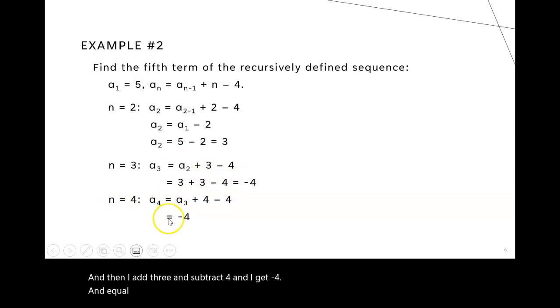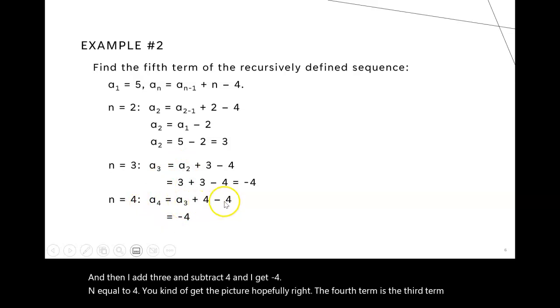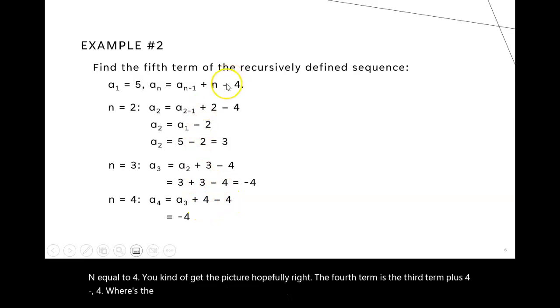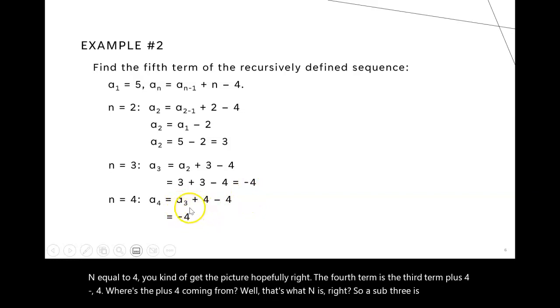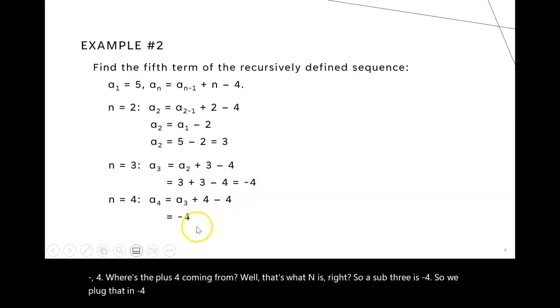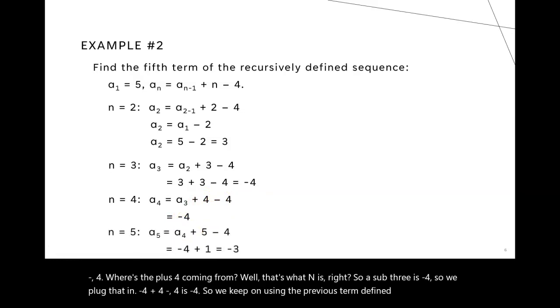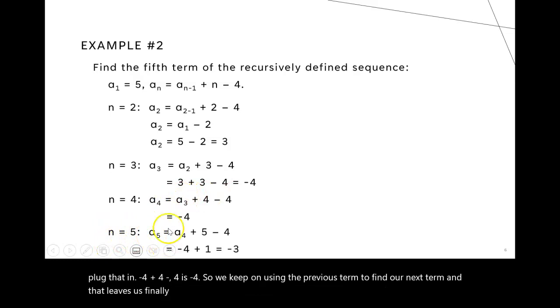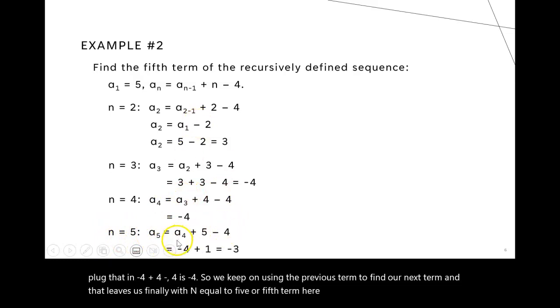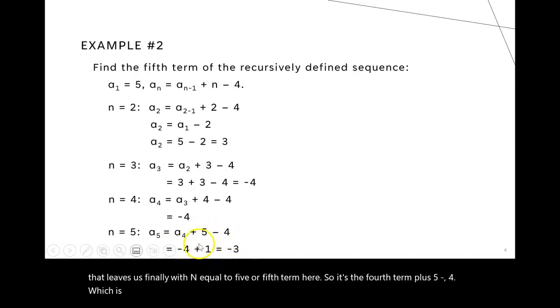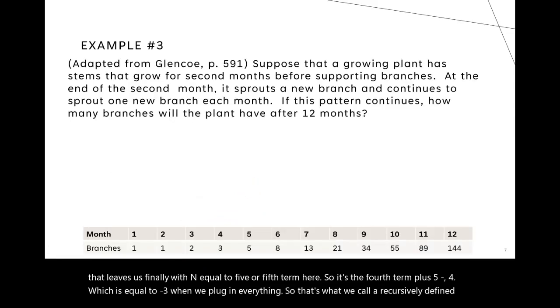n equal to 4. You kind of get the picture, hopefully, right? The fourth term is the third term, plus 4 minus 4. Where's the plus 4 coming from? Well, that's what n is, right? So a sub 3 is negative 4, so we plug that in. Negative 4 plus 4 minus 4 is negative 4. So we keep on using the previous term to find our next term. And that leaves us finally with n equal to 5, our fifth term here. So it's the fourth term plus 5 minus 4, which is equal to negative 3 when we plug in everything. So that's what we call a recursively defined sequence.